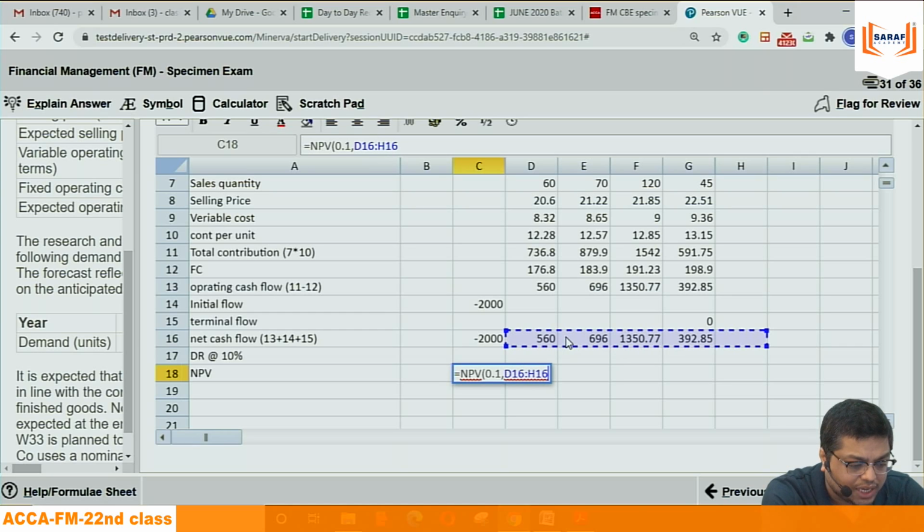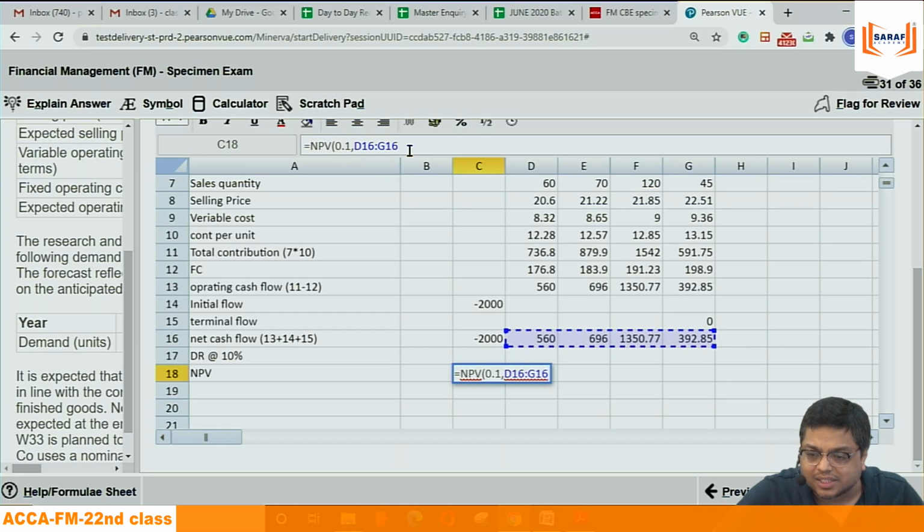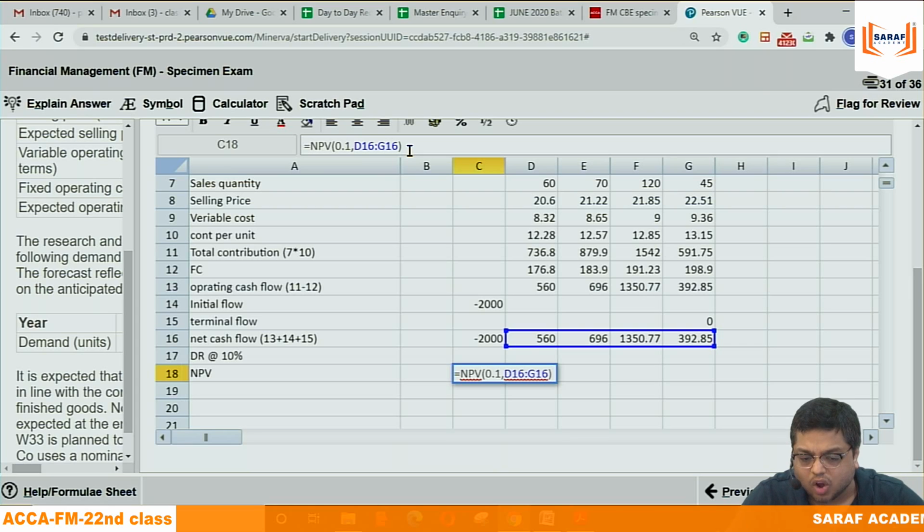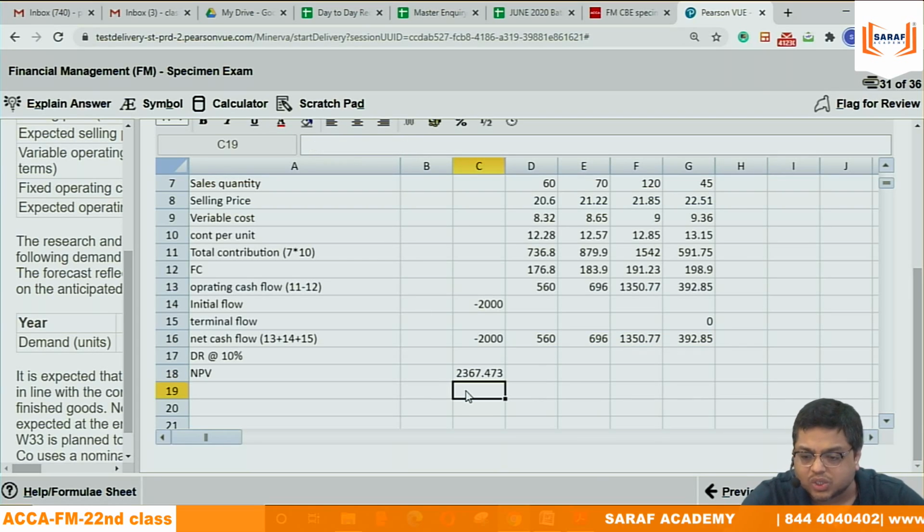Then select all these figures. You can see on the top, automatically it has taken D16 to G16. Bracket closed. Equal to NPV, discount rate, comma, all the cash flows I have selected. The NPV is 2367.473.